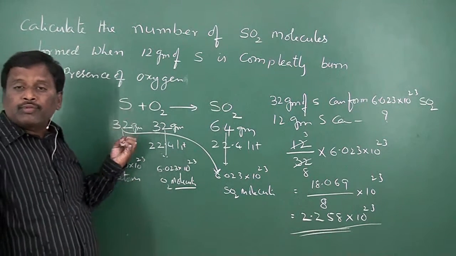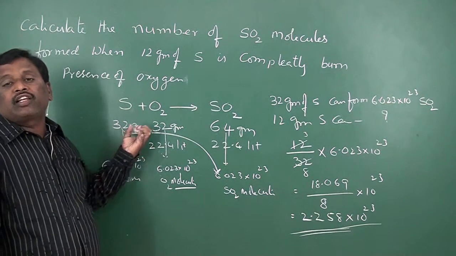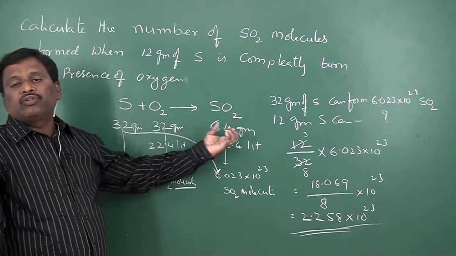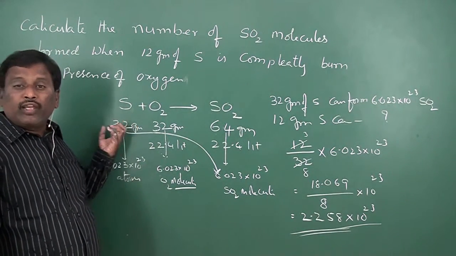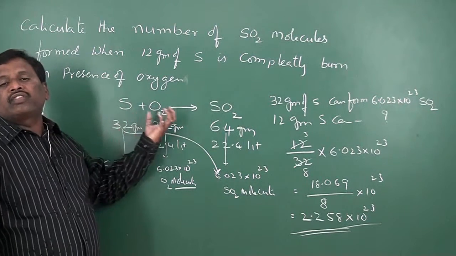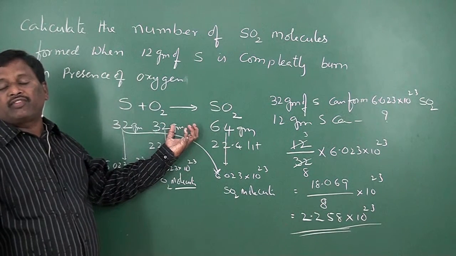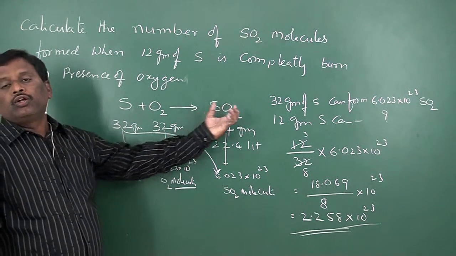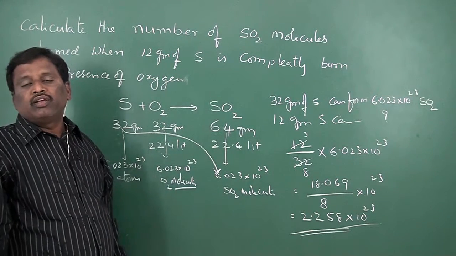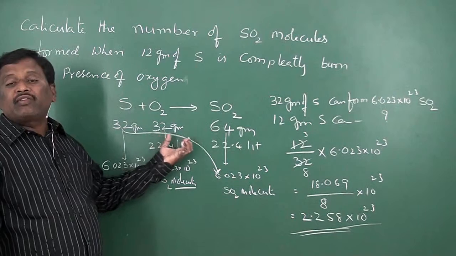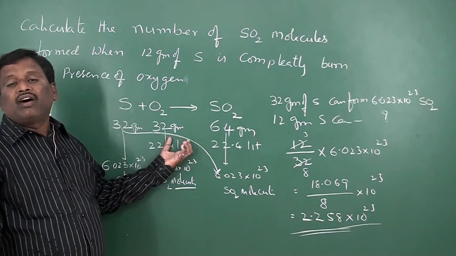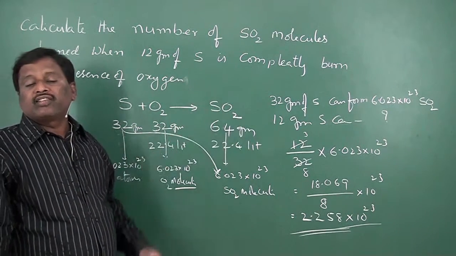So 32 grams of sulfur react with 32 grams of oxygen to give 64 grams of sulfur dioxide. 32 kilograms of sulfur react with 32 kilograms of oxygen to give 64 kilograms of SO2. 32 tons of sulfur can react with 32 tons of oxygen to give 64 tons of SO2.